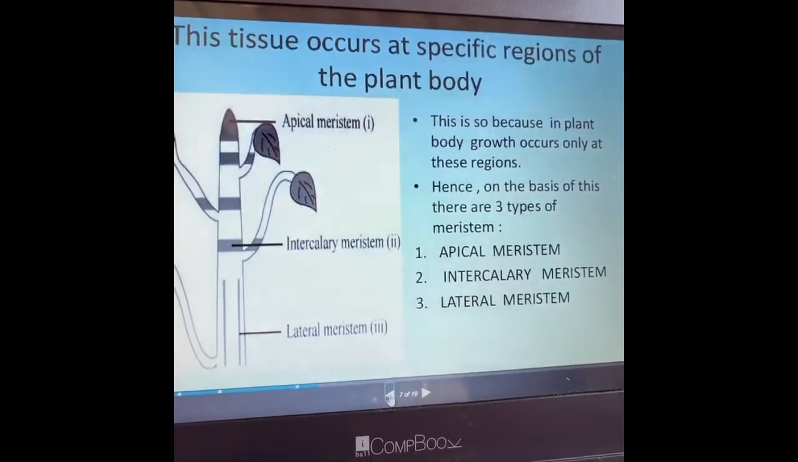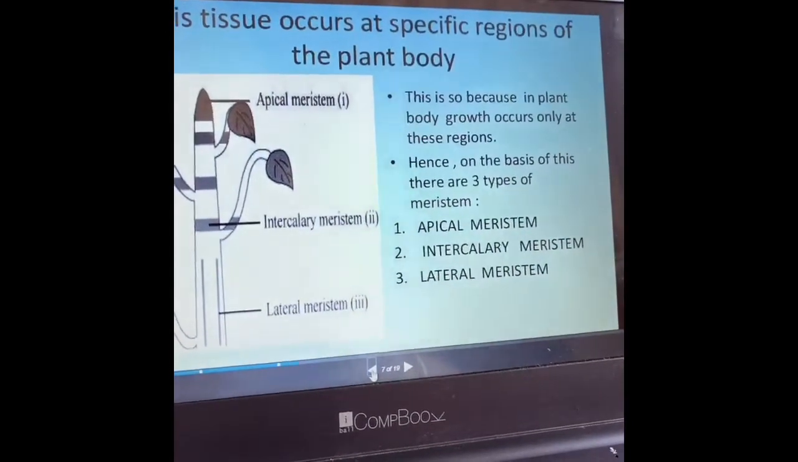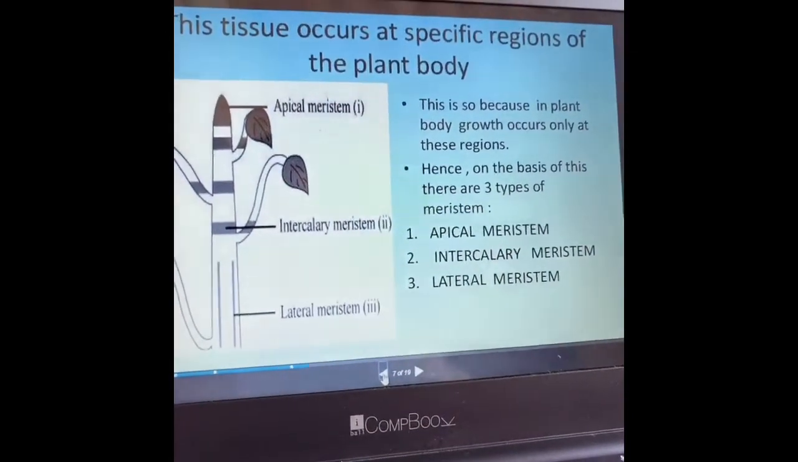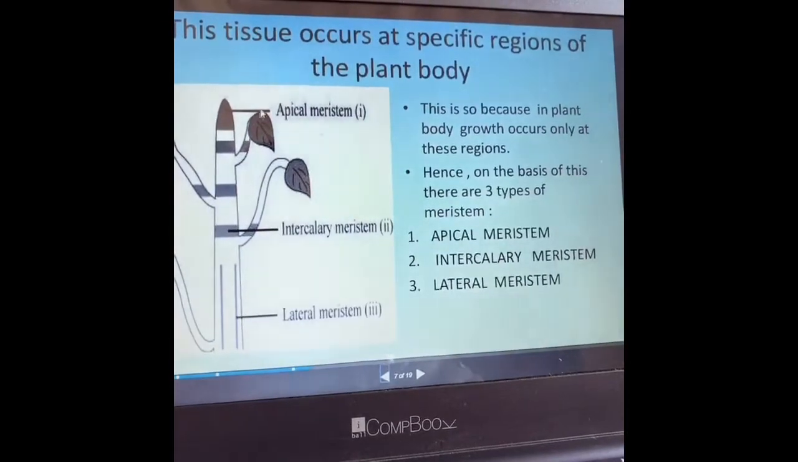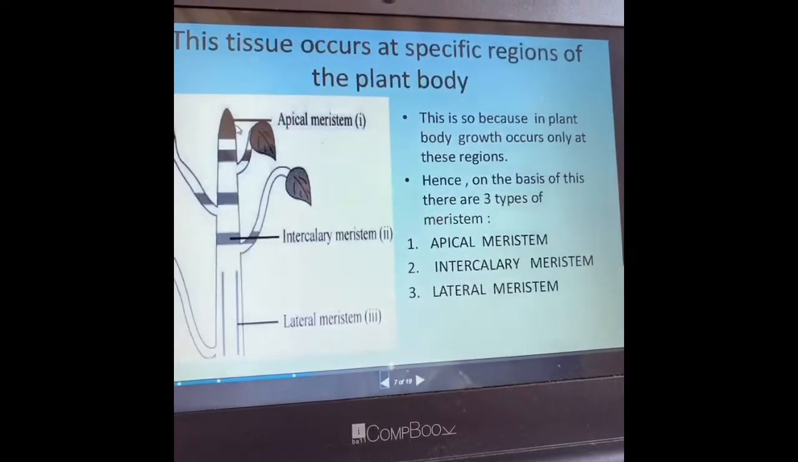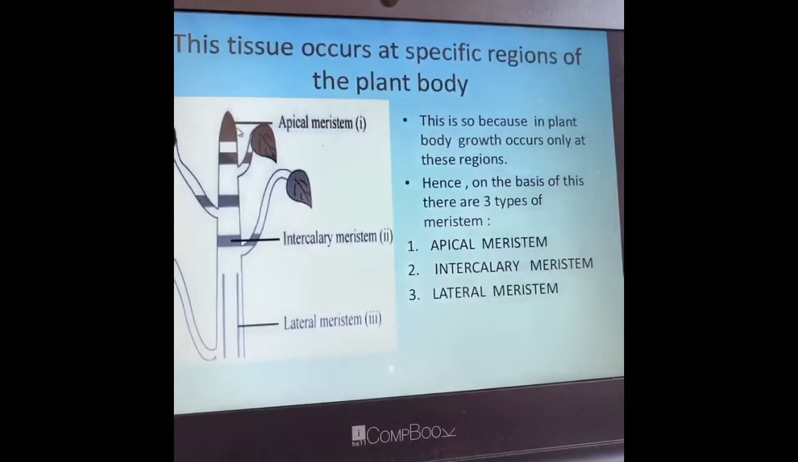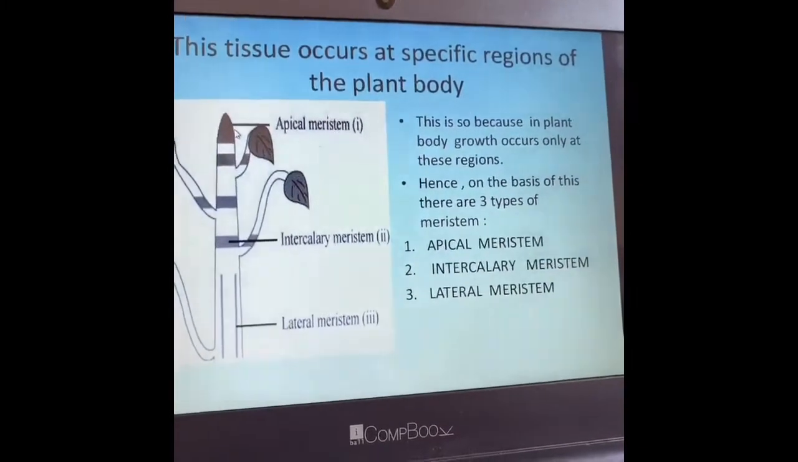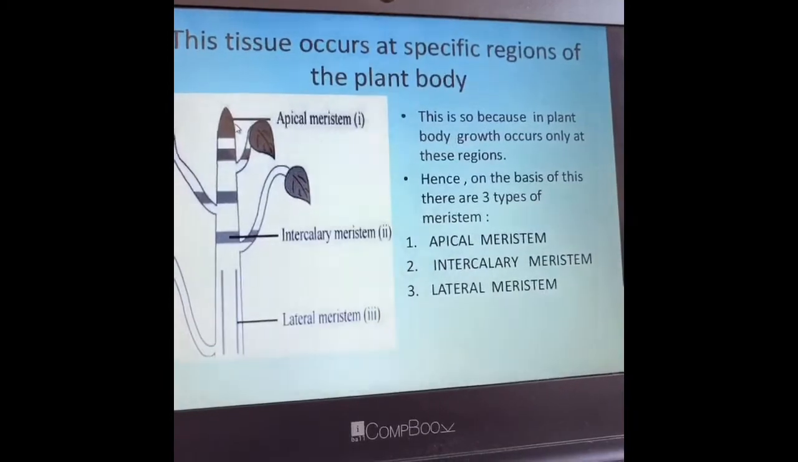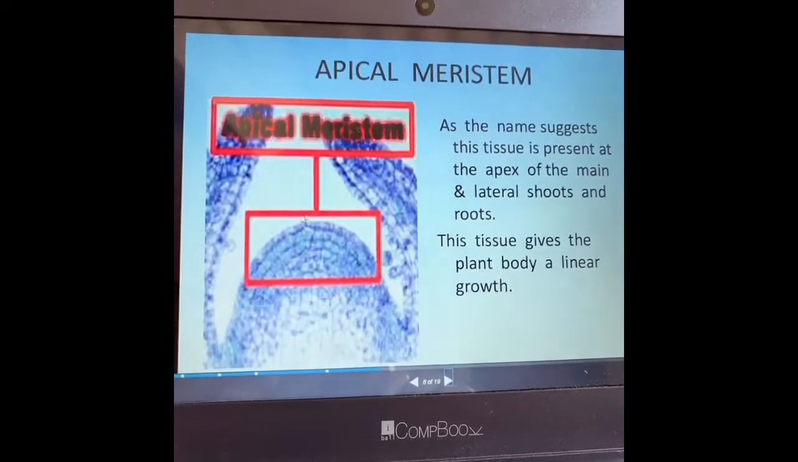So on the basis of their position, there are three types of meristem. Apical meristems are present at the growing tip of stems and roots, thus are helpful in increasing the length of the stem and the roots. It acts as promeristem, having actively dividing cells, giving rise to other meristem cells. This is how the apical meristem looks.